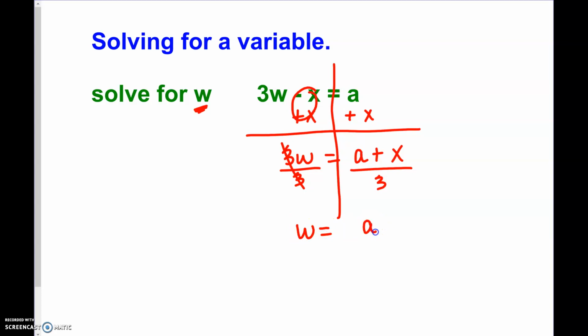and notice I'm writing A plus X, and when I divide, you see how that fraction bar goes over the A and the X, all of it divided by 3. So if we were doing order of operations, we'd have to add the A plus X together first and then divide by 3 if someone gave us some numbers. So this final answer here is A plus X divided by 3.